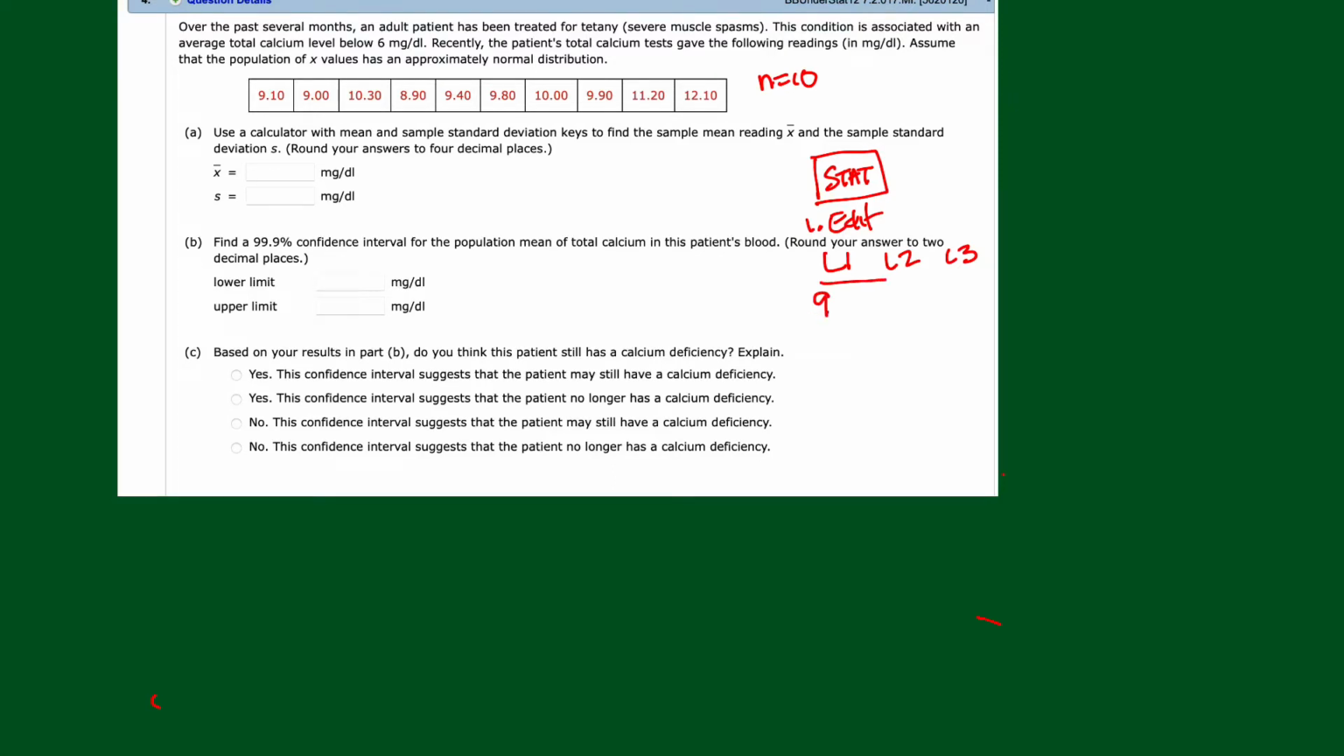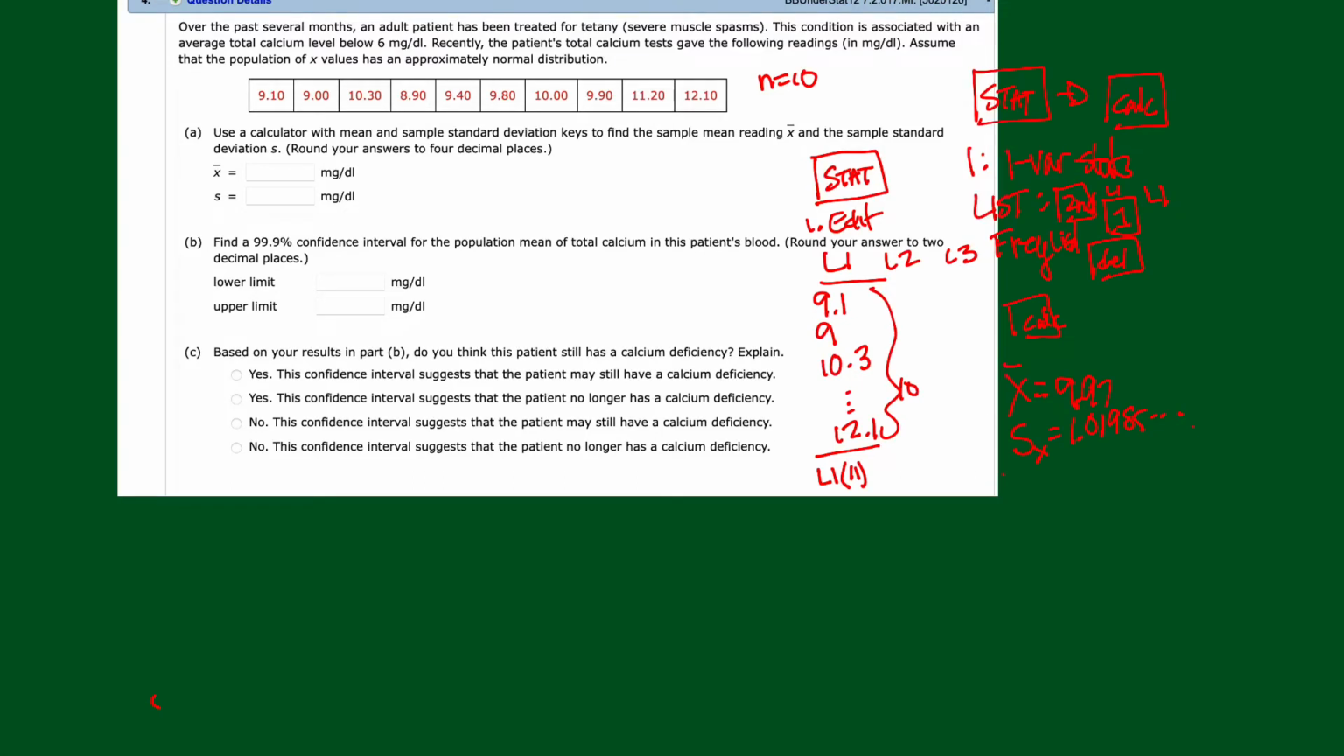So it's going to be 9.1. You can put the 0 in if you like. 9, 10.3, and so on. You just put all those numbers in, up to the last one, 12.1. And when you get them all in, down at the bottom it should say L1, and then in parentheses, 11. That means it's expecting number 11, which means that you have 10 pieces of data in there.